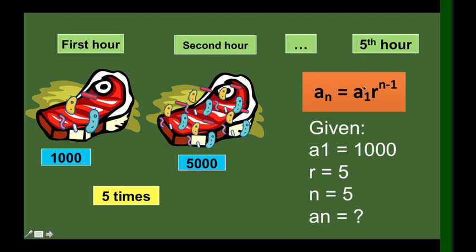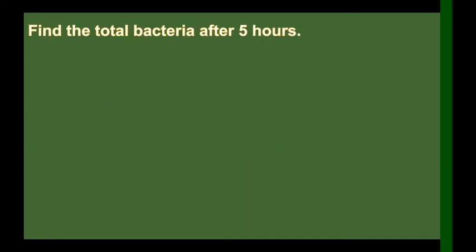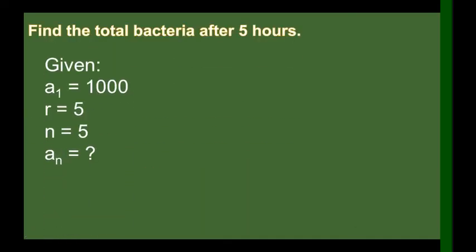So we will just look into the formula. The formula will serve as the given. Okay? So a sub 1 r to the n. So n is equal to 5, because it is at the end of 5 hours. All right. Okay, so r is the ratio, right? So we have a sub n equals what? Okay. So we have to find the total bacteria after 5 hours.